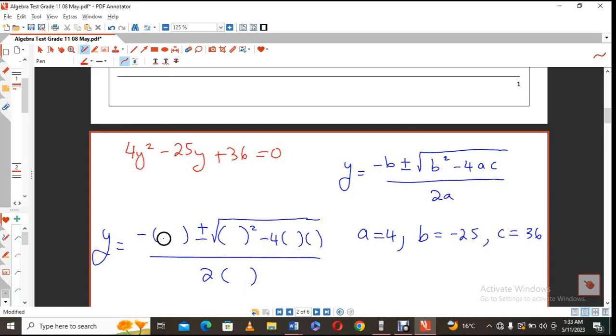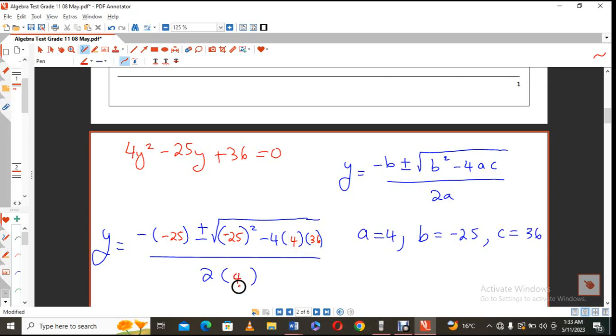I said the value of b is negative 25 over here, and this is a very common mistake that students make because they see this minus b. Remember, this whole thing is not minus b. B itself is negative 25, and this is going to become a positive when you multiply it out. Here you can put negative 25, provided that you put it in brackets, because it's negative 25 all squared. Do not put the minus outside the bracket. The value of a is 4, and the value of c is 36.